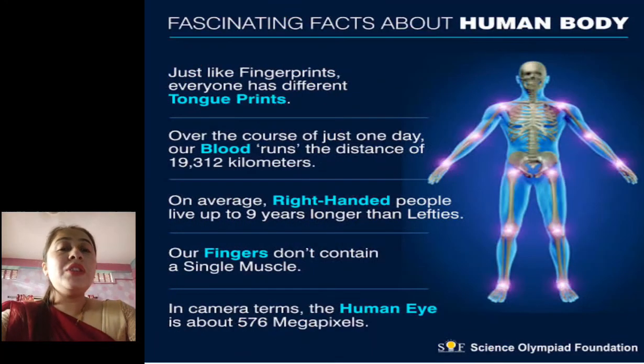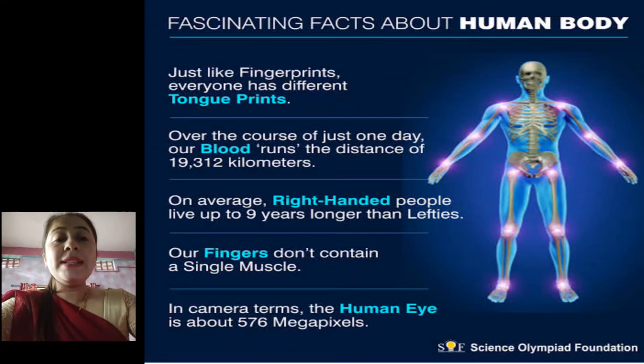So children, this is the fascinating fact about human body. Let us read this one. Just like fingerprints, everyone has different tongue prints also. You know that there are fingerprints in our fingers. Yes, so that is very helpful for our identification. Like our fingerprints, everyone also has different tongue prints. We have different tongue prints also.